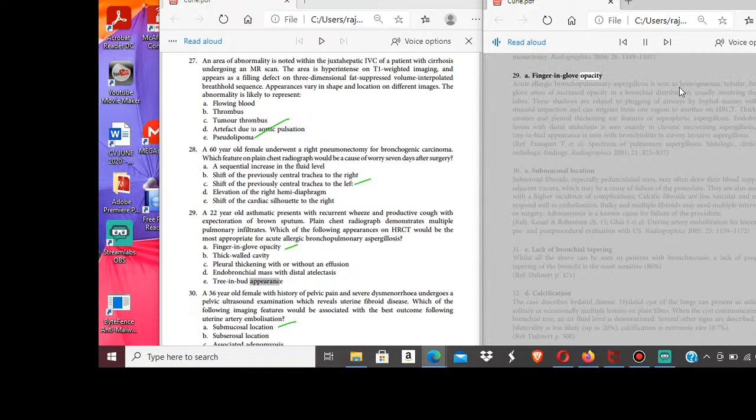29. A. Finger-in-glove opacity. Acute allergic bronchopulmonary aspergillosis is seen as homogeneous, tubular, finger-in-glove areas of increased opacity in a bronchial distribution, usually involving the upper lobes. These shadows are related to plugging of airways by hyphal masses with distal mucoid impaction and can migrate from one region to another on HRCT.